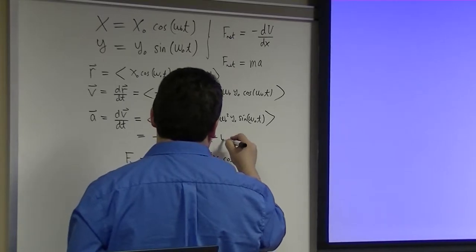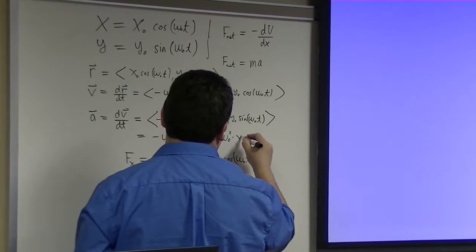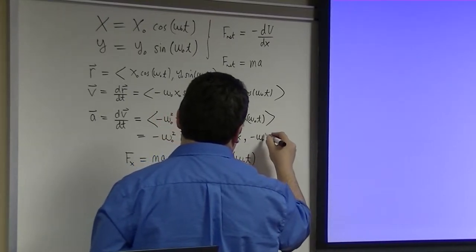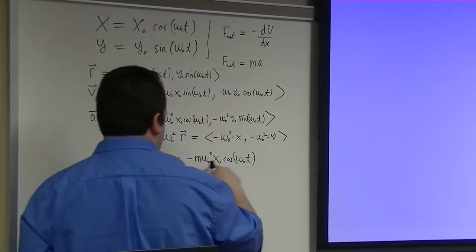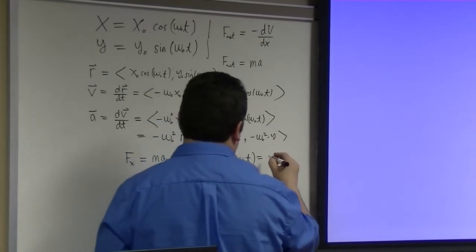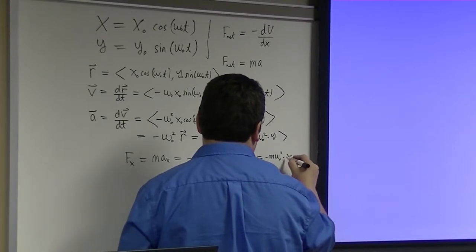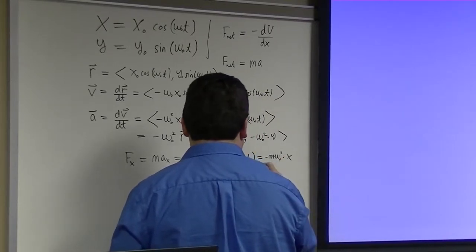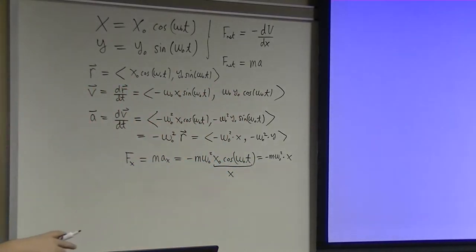Exactly. I think the answer he's looking for is when we write it this way. So this could be rewritten as minus m omega naught squared times x, comma, minus m omega naught squared times y. The key that I see on the website wants it written like this, minus m omega naught squared times x, because this whole thing is, quote unquote, x. I mean, technically it's x of t, right? That makes sense?